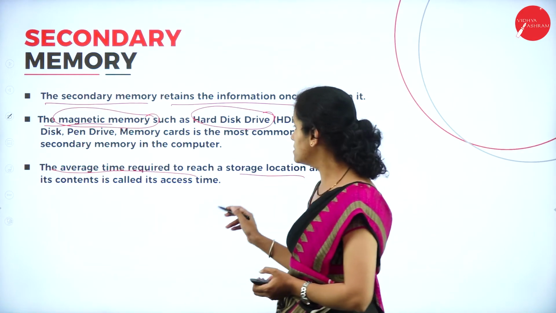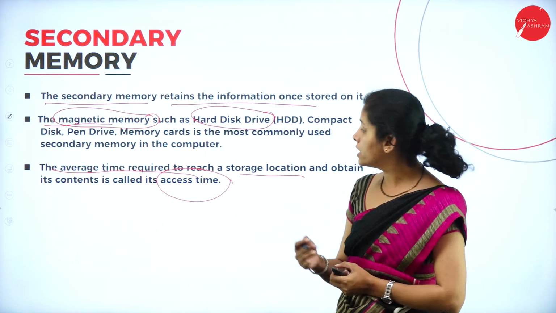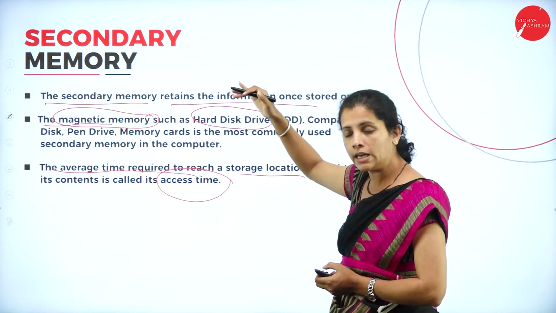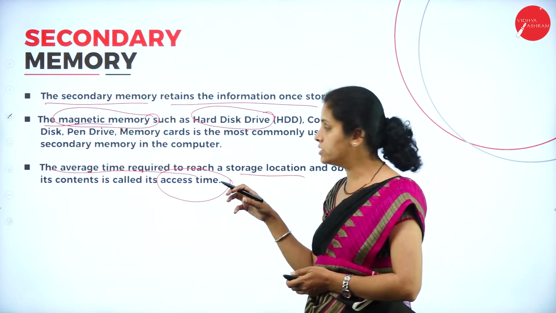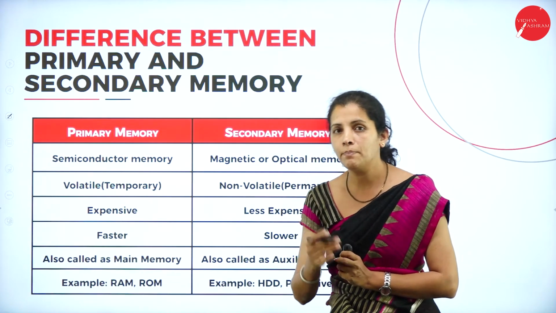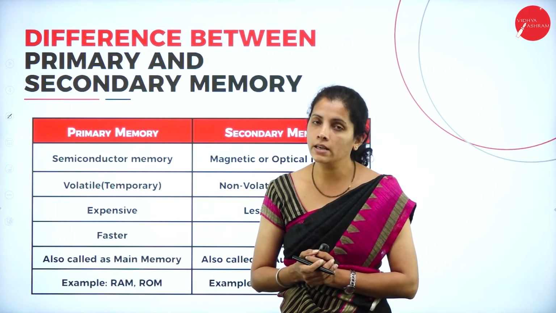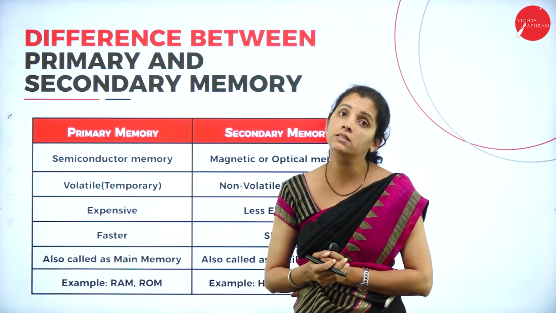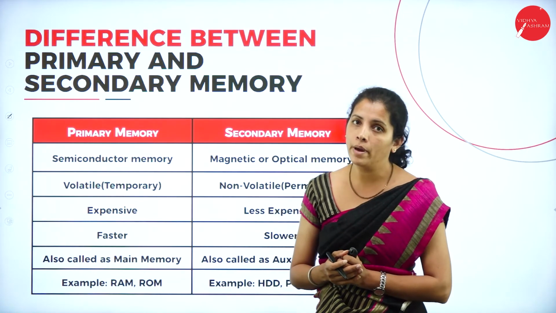The average time required to reach a storage location and obtain the content is called access time. So what is access time here? The average time required to reach the location where the data is stored and obtain the data from that location is called access time. Then what are examples of secondary storage or secondary memory? That is magnetic tape, hard disk, floppy disk, memory cards. These are the examples of secondary storage or secondary memory.